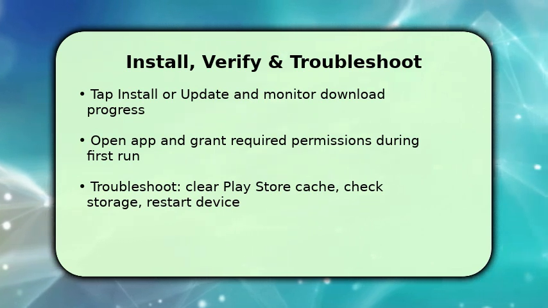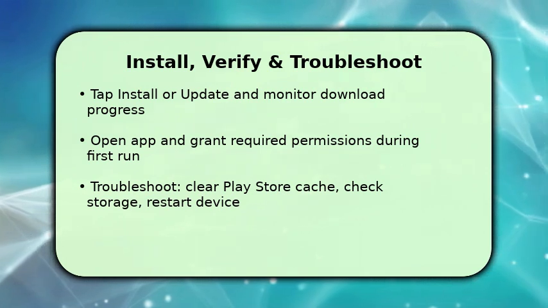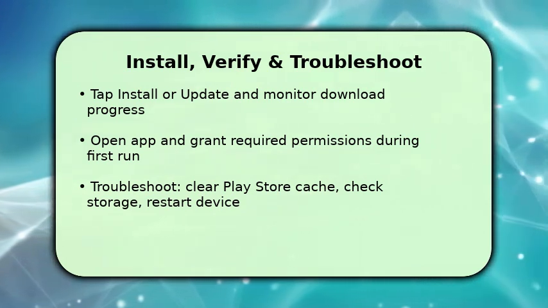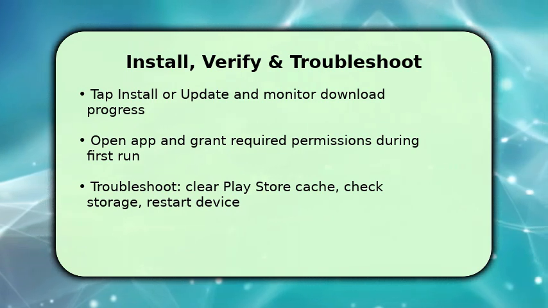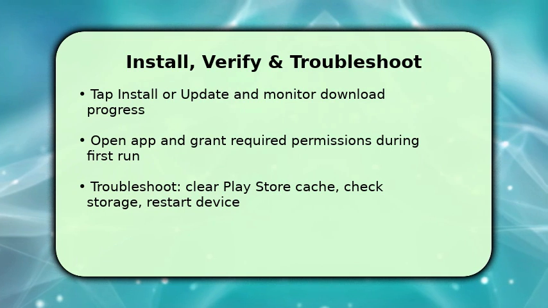If an app fails to appear or install, clear the Play Store cache and data, check storage space, and restart your device. These steps fix most issues. If problems persist, sign out and back into your Google account, or try installing via mobile data version.